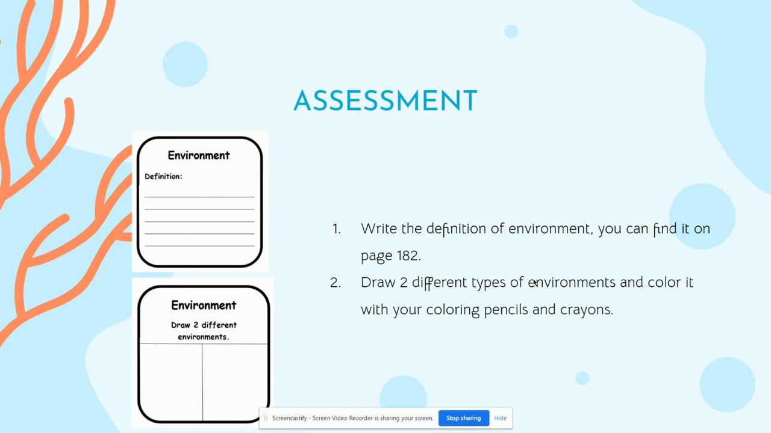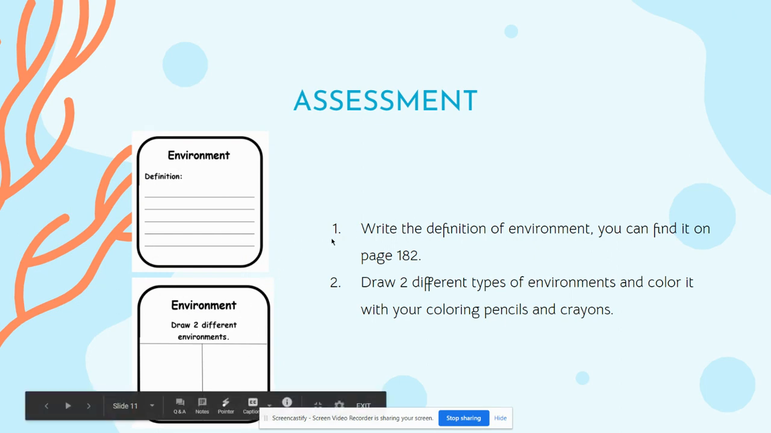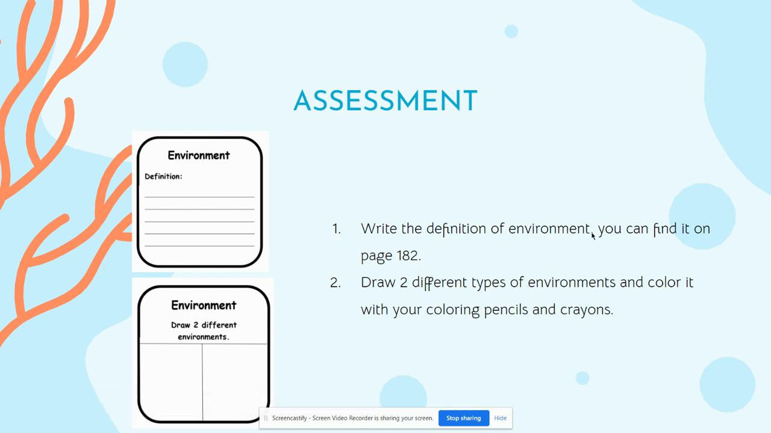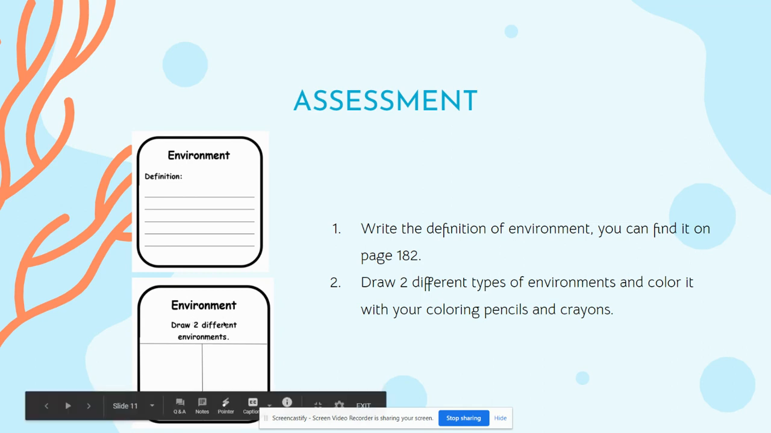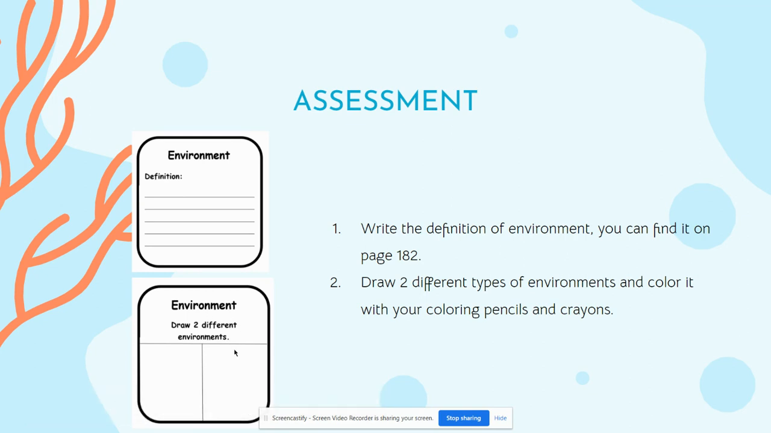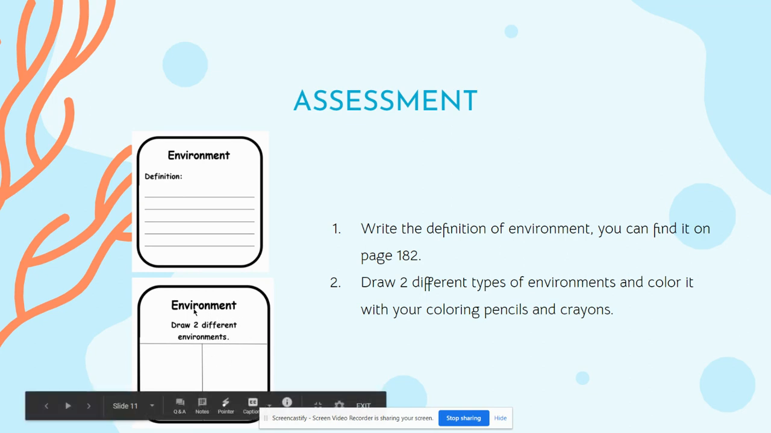Now, this is going to be your assessment. You guys have the vocabulary cards, and this is what you're going to do. Number one, I want you guys to write the definition of environment, and you can find it on page 182, and you're going to write the definition right here. Then, you're going to draw two different types of environments, and you're going to color it using your coloring pencils or your crayons.